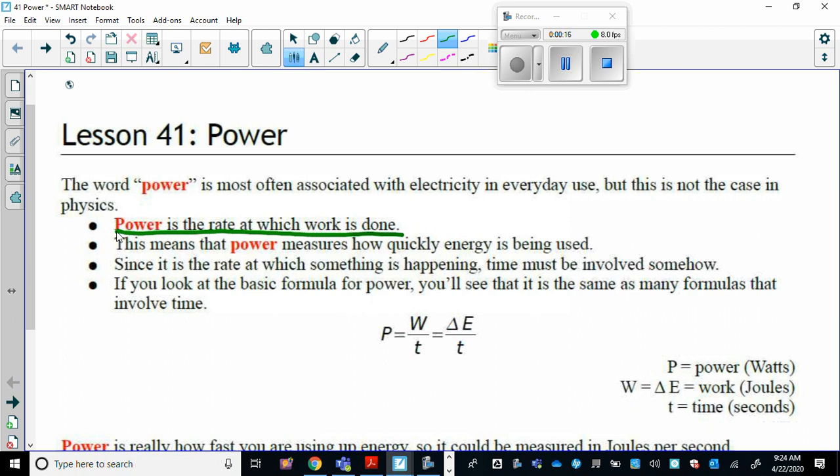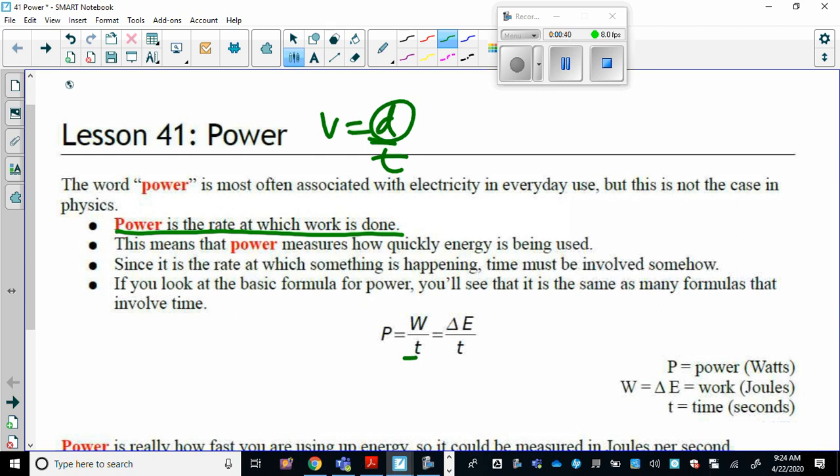Okay, so a rate is always something over time, just like velocity is the rate at which a displacement is being covered or a distance is being covered. So velocity is a rate also. Power is a rate. It's how much work is being done over a specific amount of time. In this case, it's usually 1 second. How much work is being done per second?